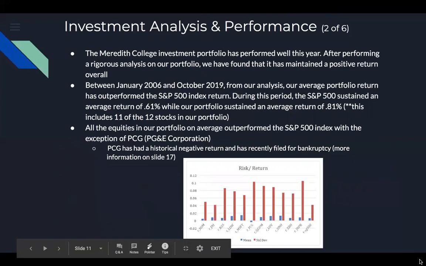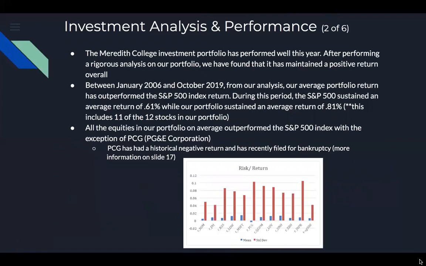The Meredith College investment portfolio has performed a positive return overall after our analysis we found. We also found that we outperformed the S&P, which had an average return of 0.61%, while we had an average return of 0.81%, only including 11 out of 12 of the stocks in our portfolio. All of the equities in our portfolio outperformed them with the exception of PCG, otherwise known as PG&E Corporation. They have had a historical negative return, and they recently filed for bankruptcy.